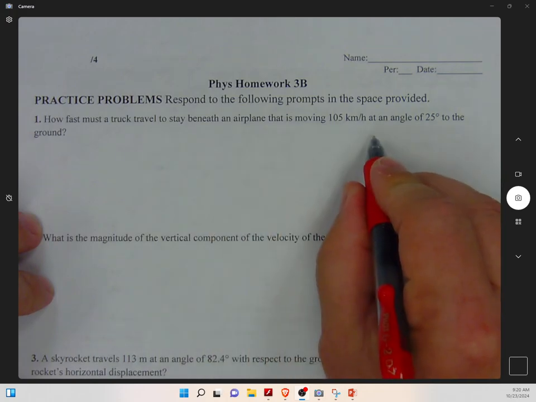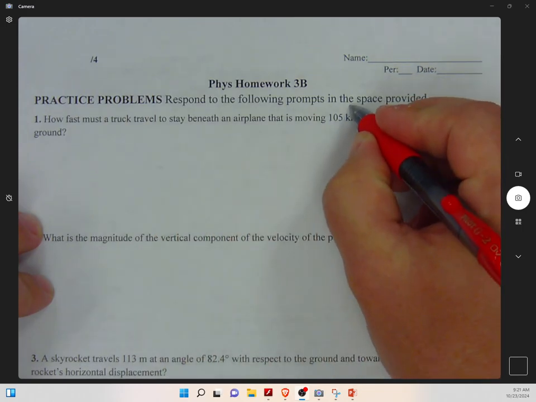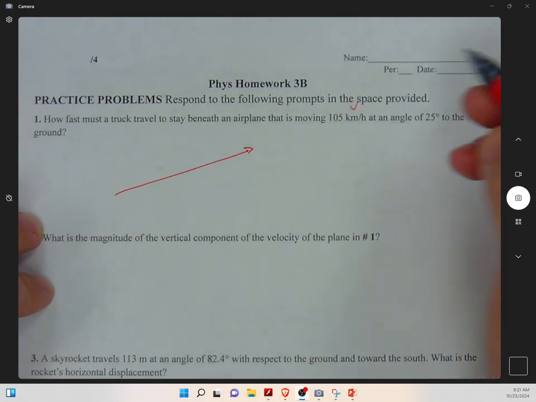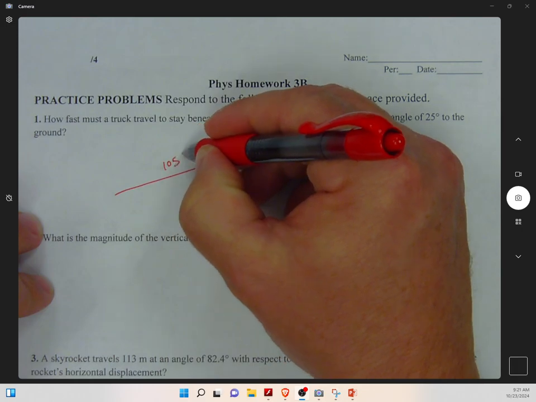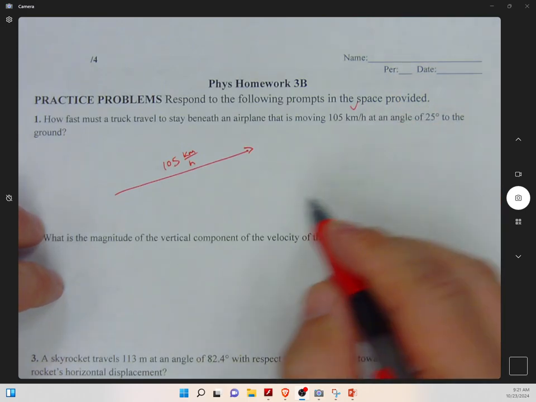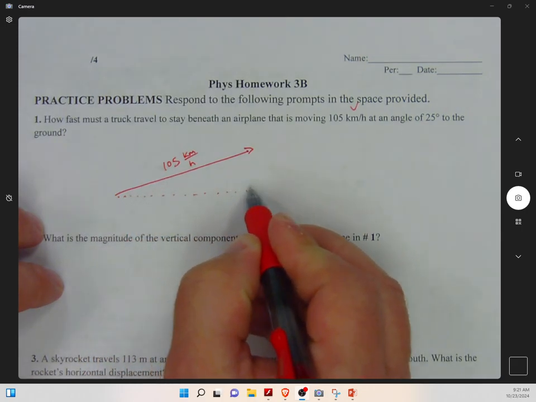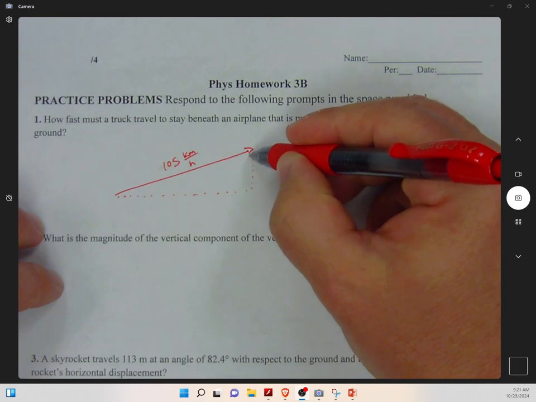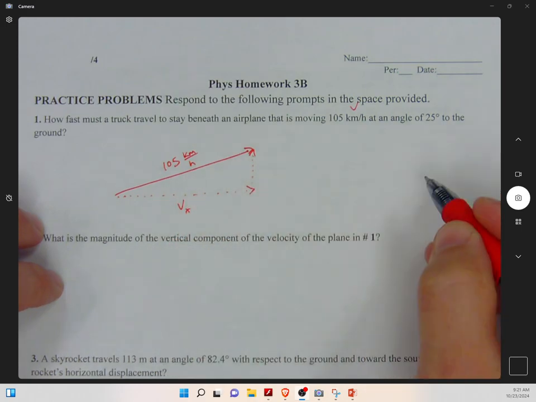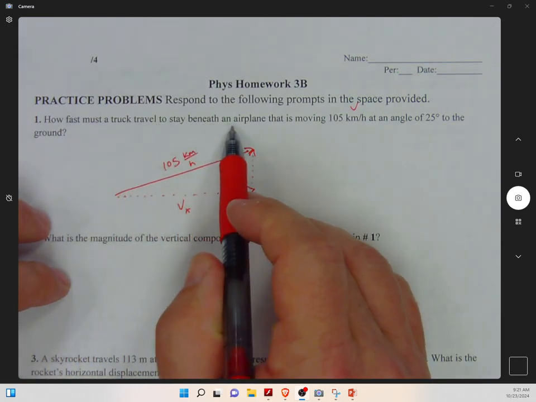So we have a vector. This is a velocity. Let me draw my vector. This is my 105 kilometers per hour. And what I'm being asked is, what is the x component of that velocity? How fast must a truck travel to stay beneath an airplane?